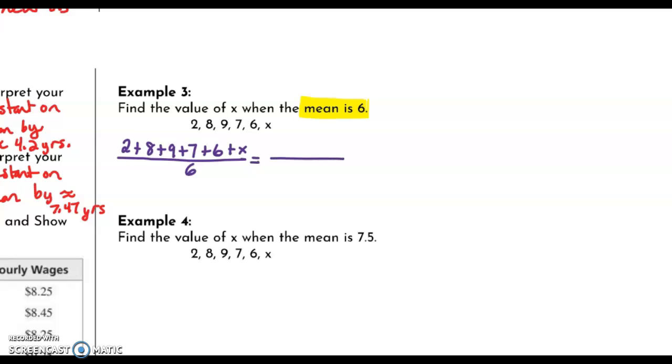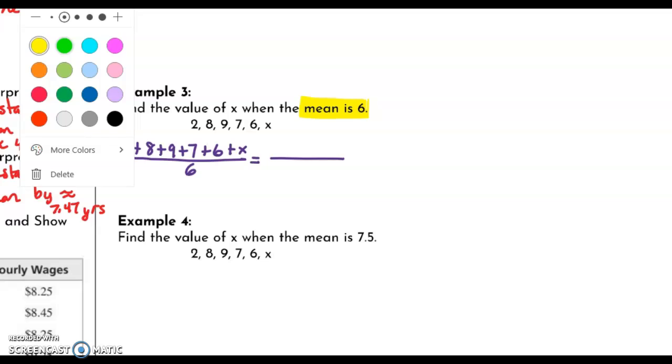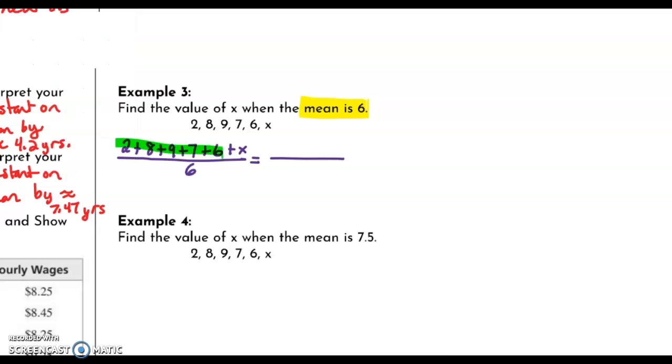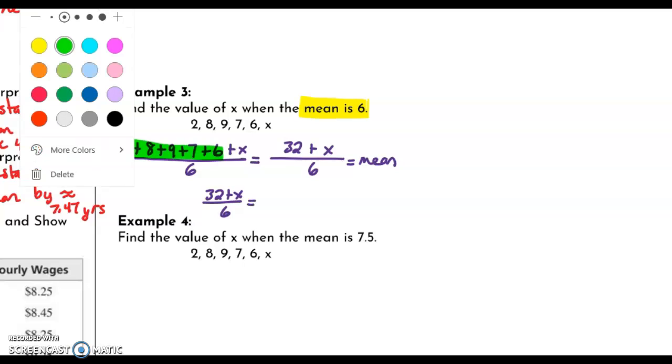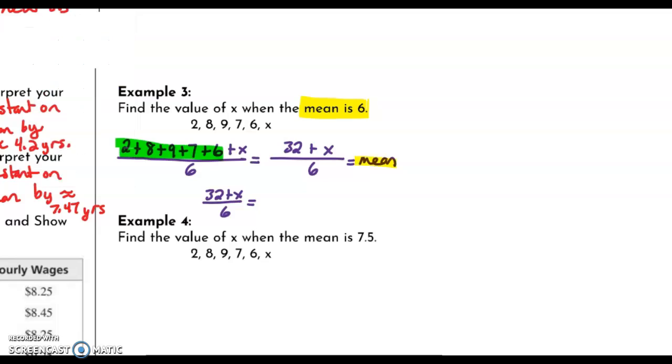Okay, now go ahead and simplify by adding up these numbers, like using a calculator to do this right here. So we can do 2 plus 8 plus 9 plus 7 plus 6. I got that that's 32. We still have plus x and divide by 6. Now that equals the mean. Okay, so I had highlighted earlier that the mean is 6. So I need to put it equal to right here, 6. Okay, this is my equation.